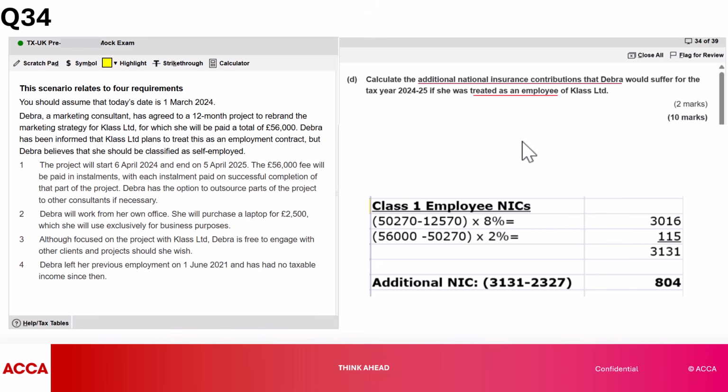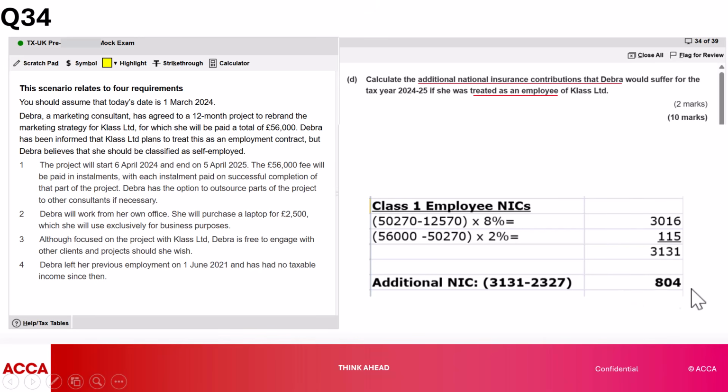our class 1 employee NICs on. We compute them purely on earnings. Earnings in this case is your salary. So if she was paid 56,000 as her salary, that's what we would compute on, and that's what we've done exactly here. As you can see here, once I get my amount, I compare it to what I made with the class 4 NICs because I want to get the additional. How much more is she going to pay if she goes through the employee route?